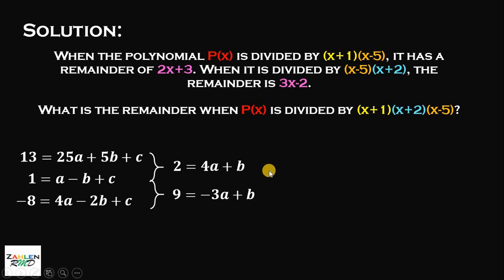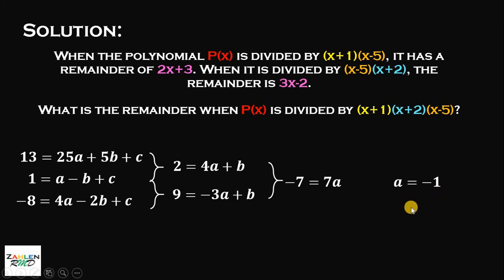Now at this point, we need to combine these two results. So if we do that, we get 2 minus 9 will give us negative 7. 4a minus negative 3a will give us 7a, and b minus b will give us 0. So we have negative 7 equals 7a. Now divide both sides by 7, and we get a equals negative 1.